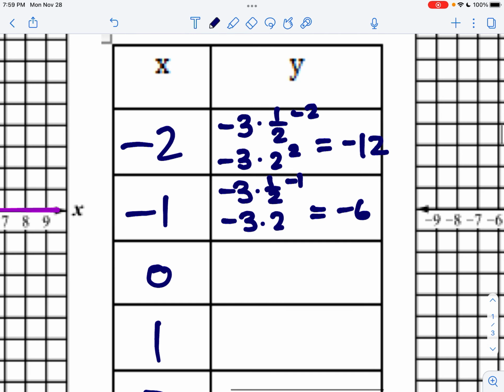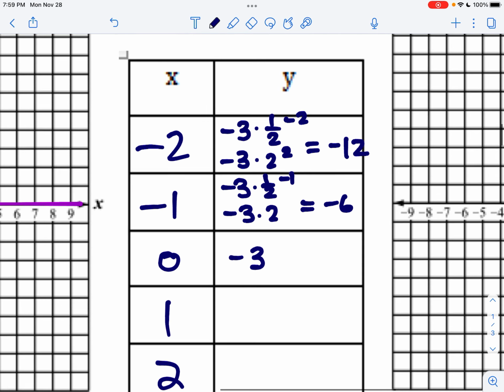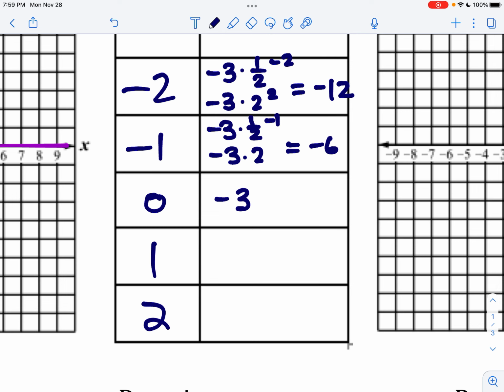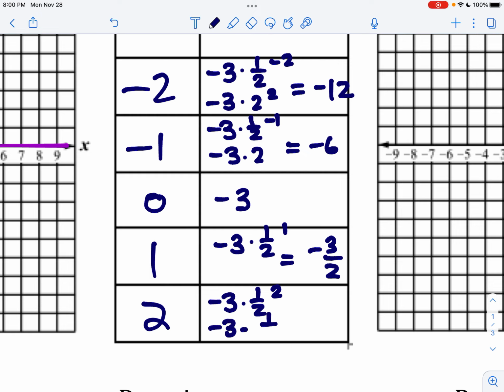0 is -3 because that's my y-intercept. -3 times 1/2 to the first is -3/2. And -3 times 1/2 to the second is going to be -3 times 1/4, which is -3/4.